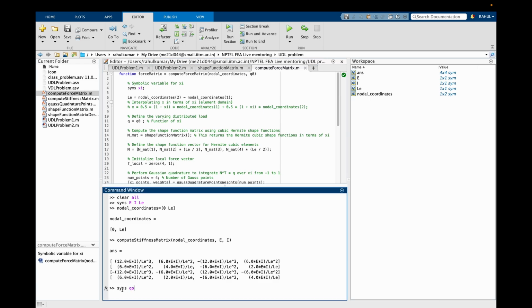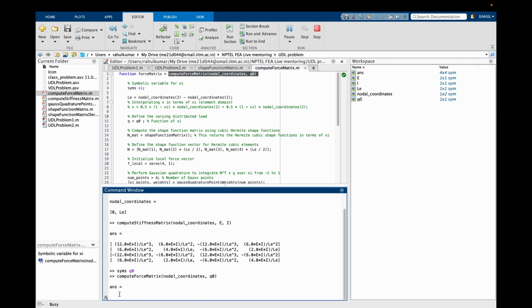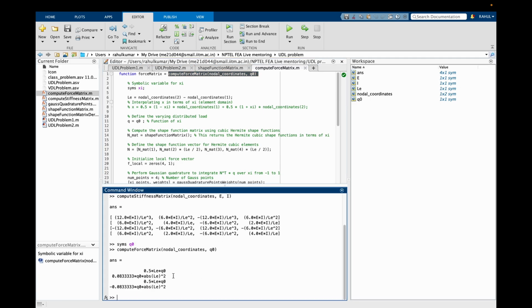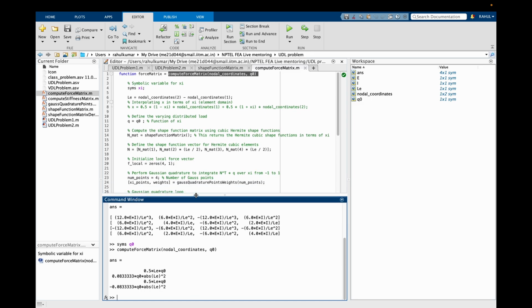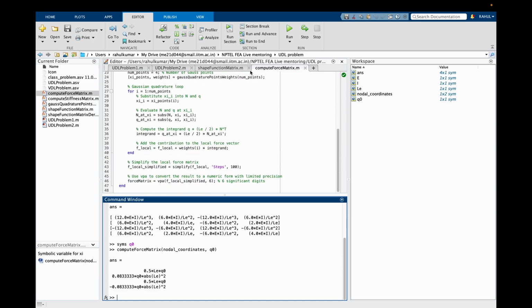Let's see what force function it is giving, and I will also use syms q naught. Let's see what results it is giving. So you can see that 0.08333 is nothing but 1 by 12. So it is the same as we already saw for the force matrix of each element. So now let's move to the problem.